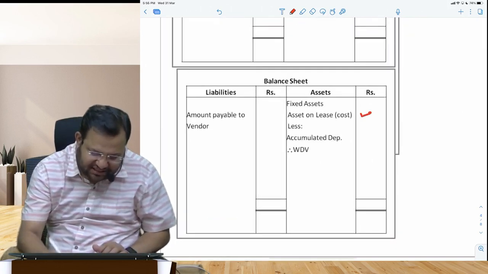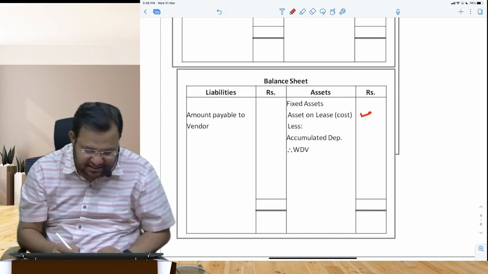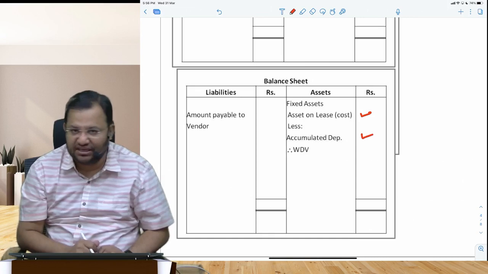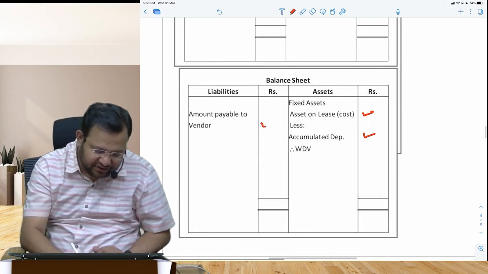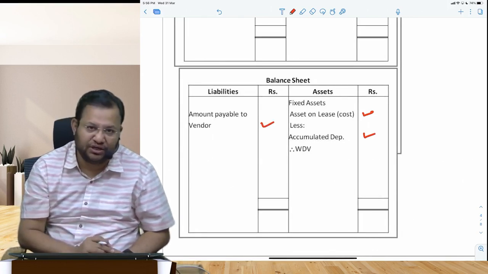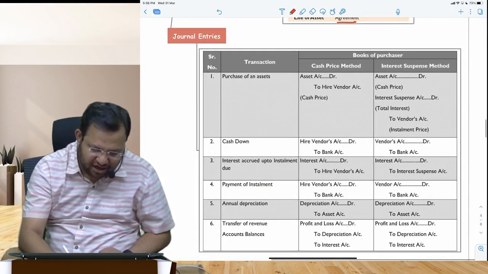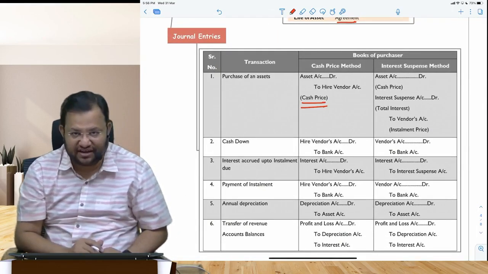He will show the asset taken on lease. This is a finance lease, and he will deduct accumulated depreciation. Whatever method he follows, he will follow, and whatever amount is payable to the vendor, he will show it as payable. Entries in his books: asset account debit to vendor account. The asset is shown initially at the cash price.